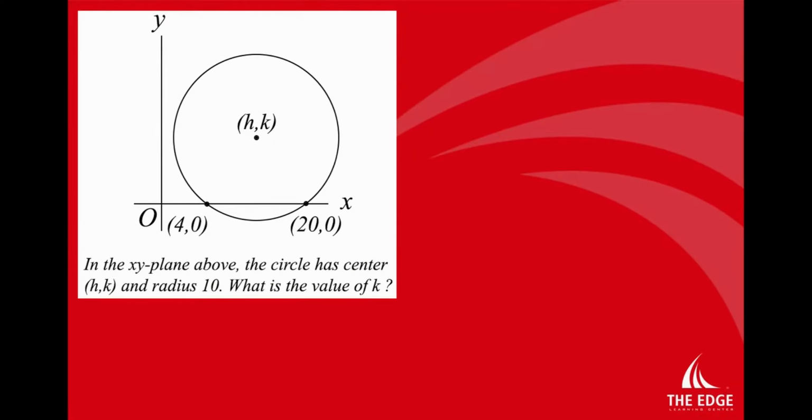So here's what the question looks like. It says, in the xy plane above, the circle has center hk and radius 10. What is the value of k? So before we talk about it, take a moment right now, pause the video if you want to, and see if you can figure it out. Okay, so now you've had a chance to look at it. Maybe you've got an answer, maybe you're stumped. So let's talk about how this question works and why this question is actually very illustrative of the importance of special triangles.